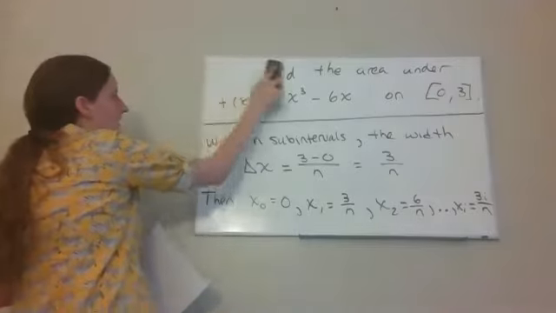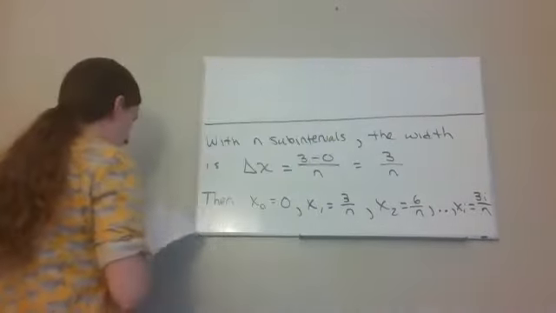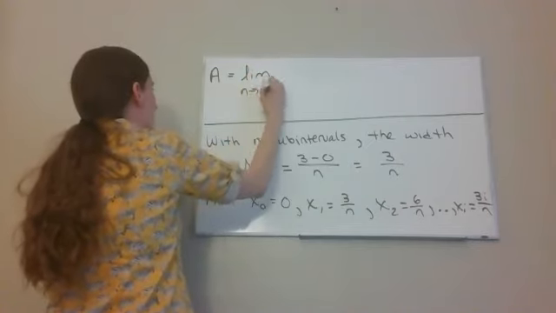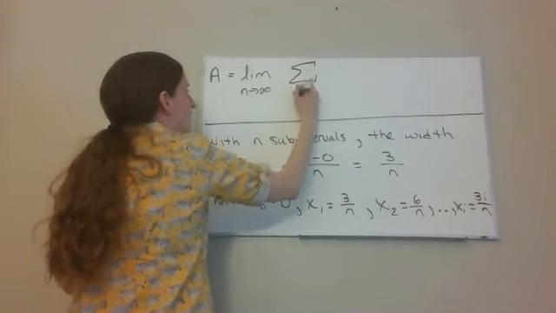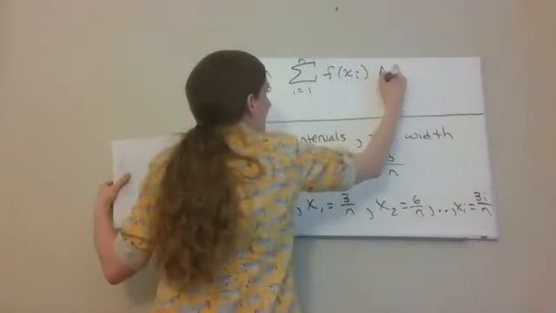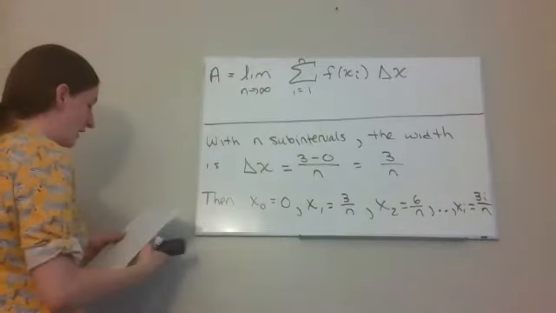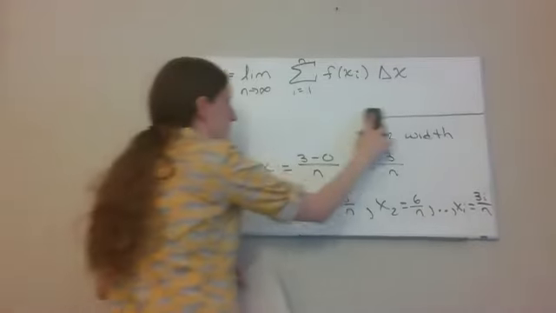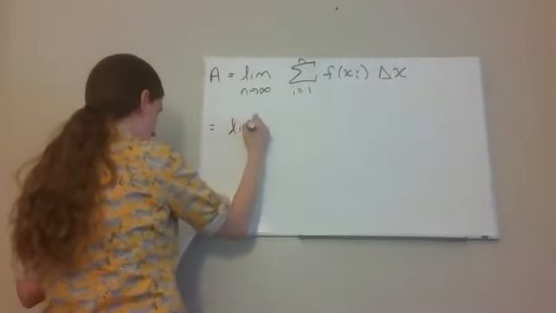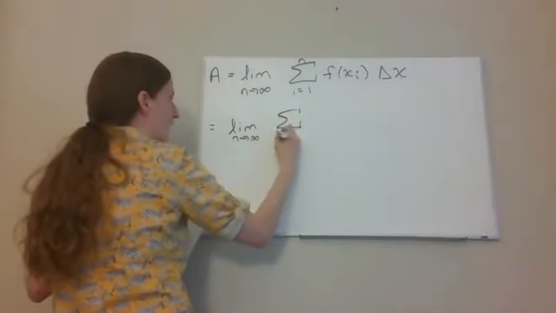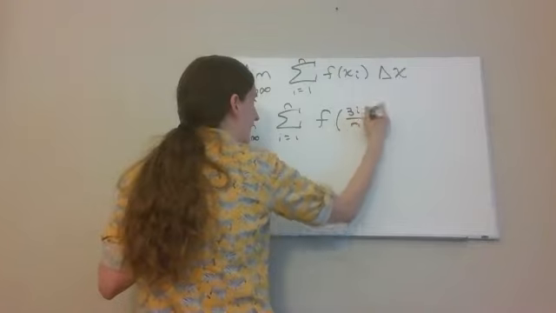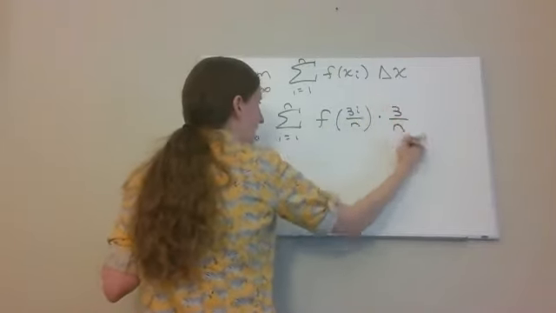So now I have my area should be equal to the limit as n goes to infinity of the sum from 1 to n of my function with xi plugged into it times my delta x. And let's just fill in whatever we know at this point. Well, this is the limit as n goes to infinity of the sum from 1 to n of f, my xi was 3i over n, and my delta x was 3 over n.